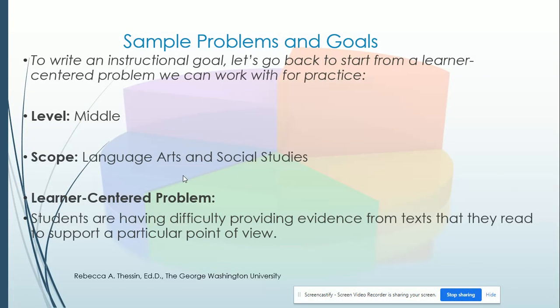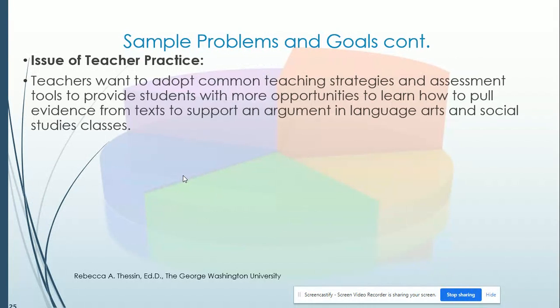So to write an instructional goal, let's go back and think about those learner-centered problems for middle school, and it was the language arts and social studies. Students are having difficulty providing evidence from text that they read to support a particular point of view. So remember in Module 3 where we had those 3 different levels of the learner-centered problems, we listed that was an issue, correct?